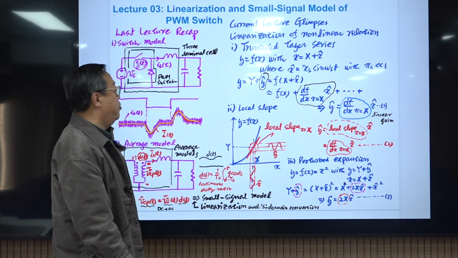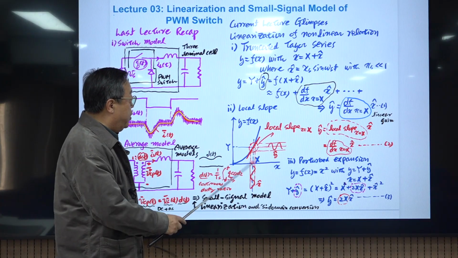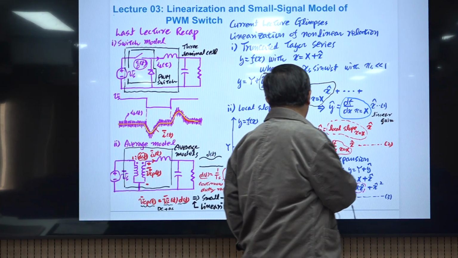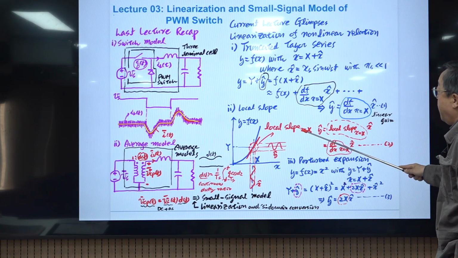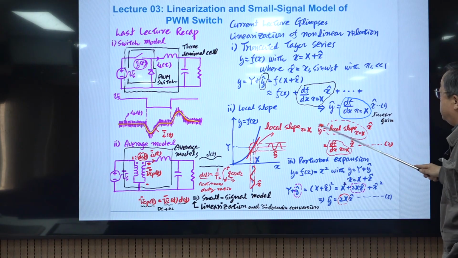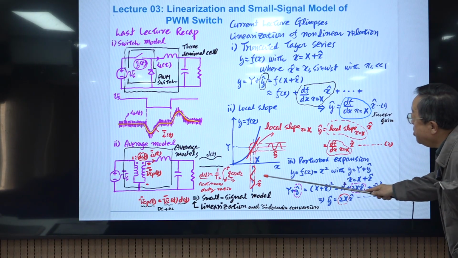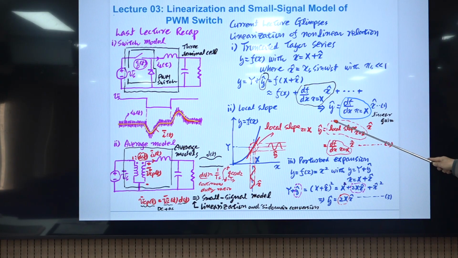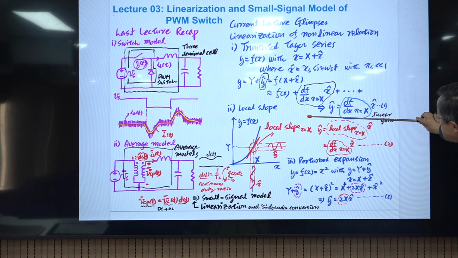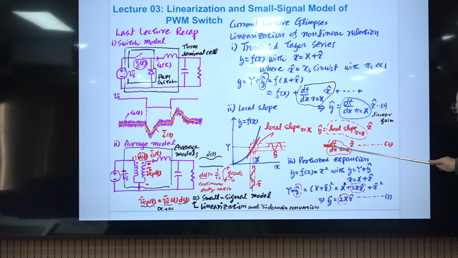This is the DC operating point, or quiescent point, and we evaluate the slope at this point, which is called the local slope, evaluated at x equals large X. Then the relationship between this AC input and AC output is obviously this one, with this local slope, and this one is exactly the same as this. So this is the linear gain, and this is also the linear gain. They are exactly the same.